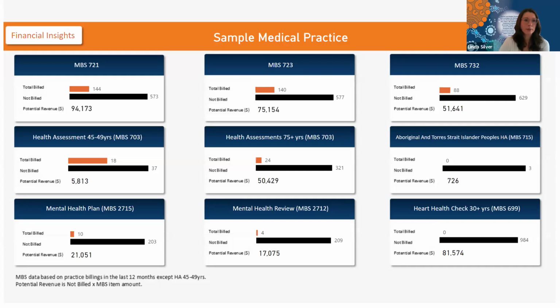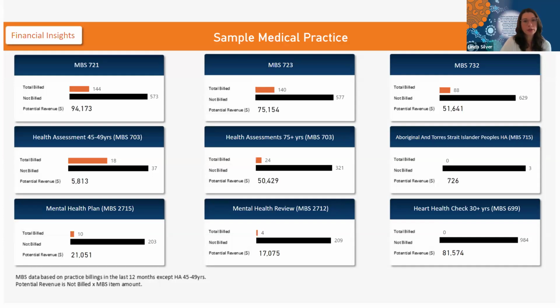So if we look at the top row, that's all about care plans. MBS number 721 is the initial care plan, and we are looking at how many regular patients with a chronic disease have a care plan built in the last 12 months. And then we compare it with not built, which is again the number of patients with a chronic disease that don't have it built within those last 12 months. The next to it is MBS 723, which is a team care arrangement. And the last one is MBS 732, which is a review of the care plan.